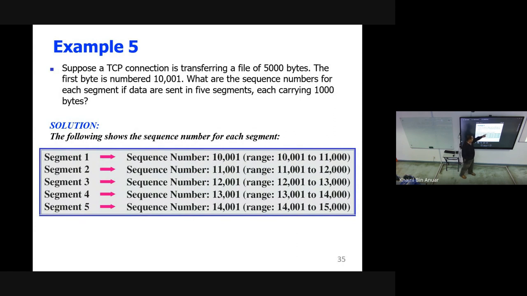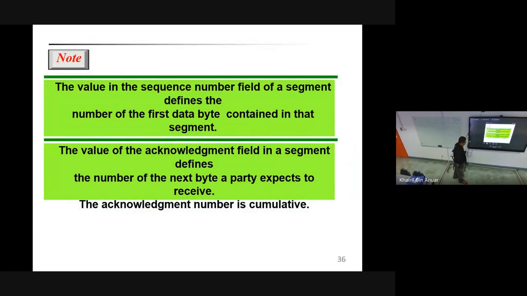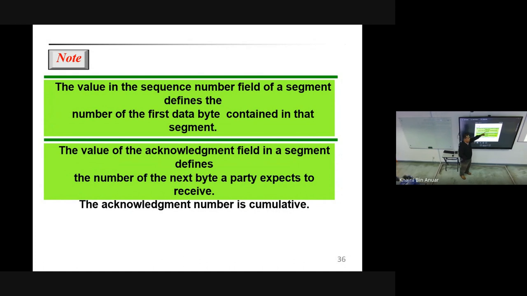And the sequence number will start from 10,001, which is the first sequence number. Then the next one will increment by 1,000, so it's 11,001, and so forth. So this will be the sequence number that you need to add to the header of your TCP. Later we'll also see that the value of the sequence number field is actually the number of the first data byte contained in the segment.